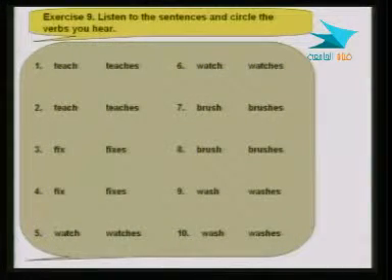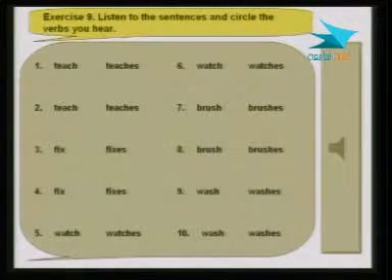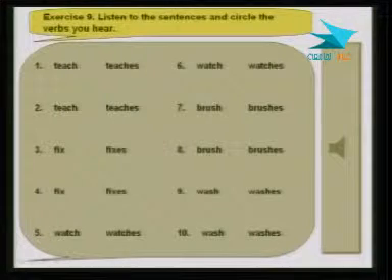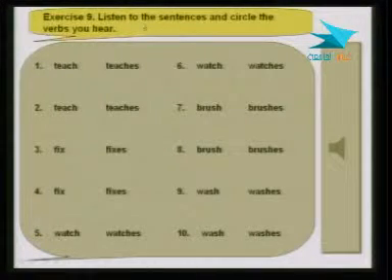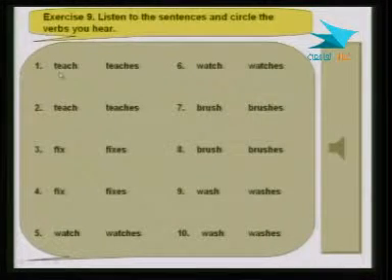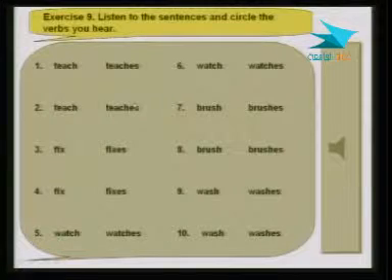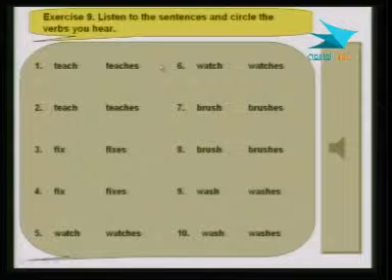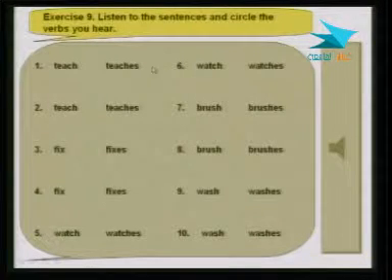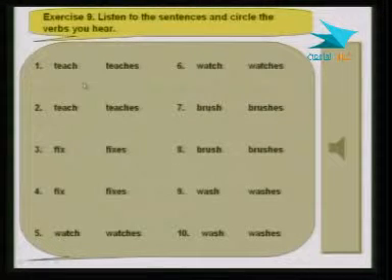Exercise 9. Now here we have to do an exercise, and it's a listening exercise. Listen to the sentences and circle the verbs you hear. In this exercise now, if you look at the verbs here, teach and teaches, you will listen to some sentences said by a native speaker. They will say them in sentences, and you will circle the verbs.